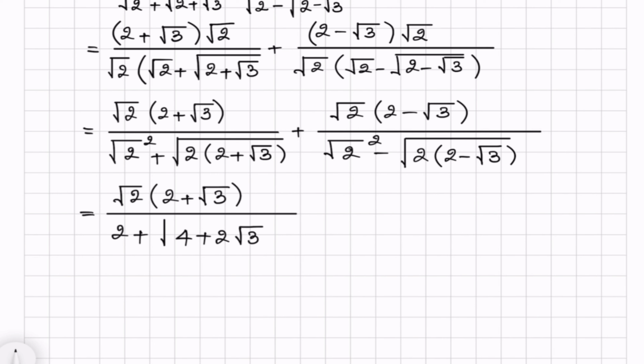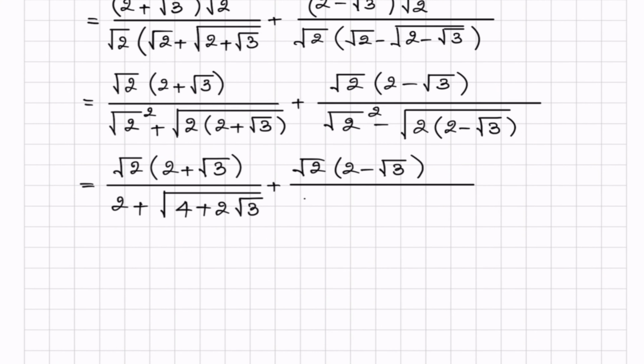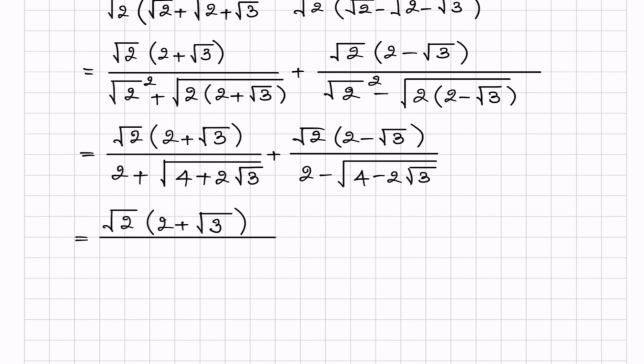Okay, and then plus with root of 2. So the numerator is still the same, and then the denominator we will get 4 minus 2 square root of 3. Okay, and then next, as I can say, the numerator is still the same for now.